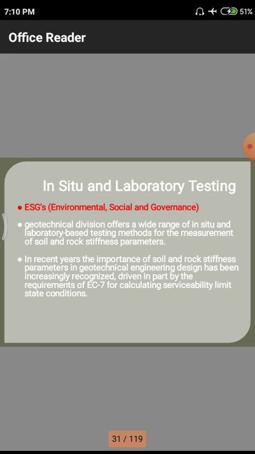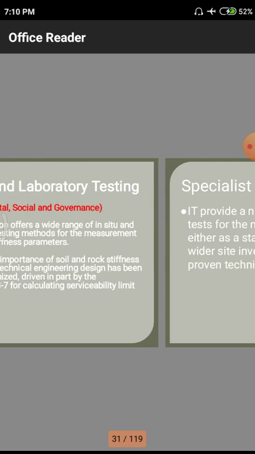All those come under this environmental, social and governance. In recent years, the importance of soil and rock stiffness parameters in geotechnical engineering has been increasingly recognized, driven in part by the requirements of EC7 and calculating serviceability limit state conditions. That means, as we previously discussed, whatever actions we need to take and whatever properties we have to know while constructing a particular project, all those are kept in here.